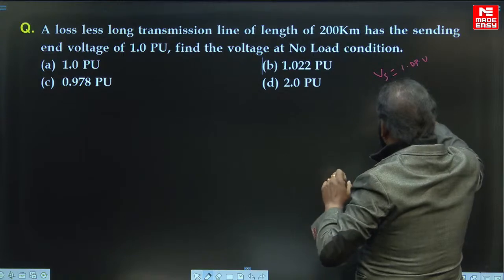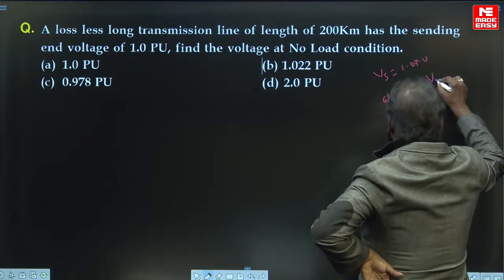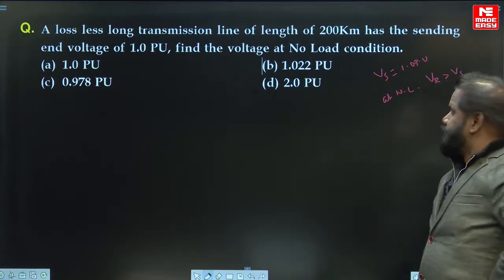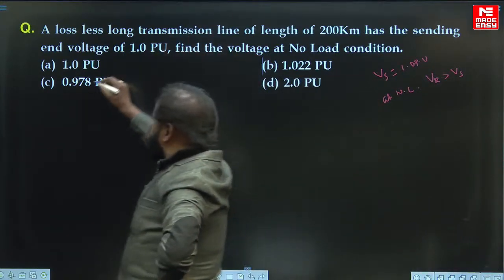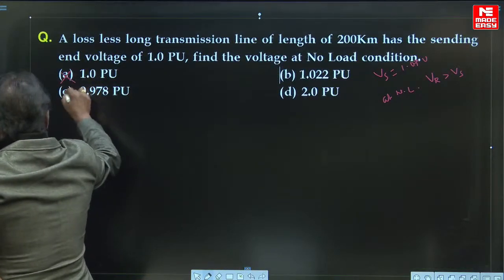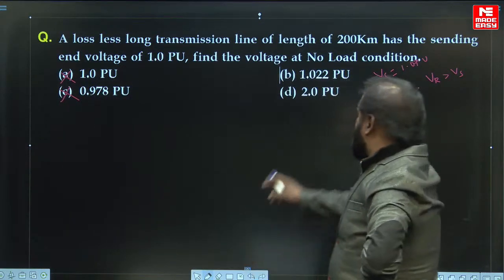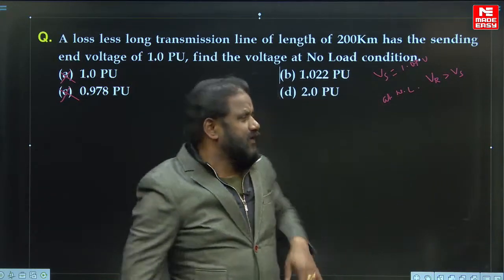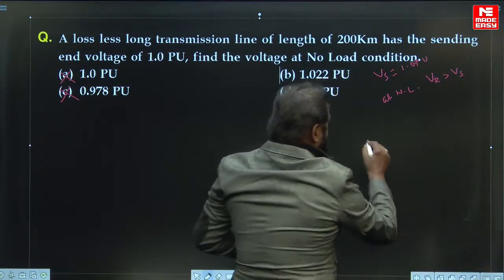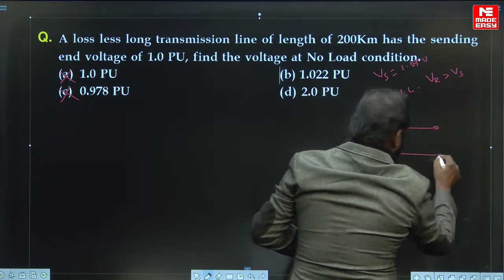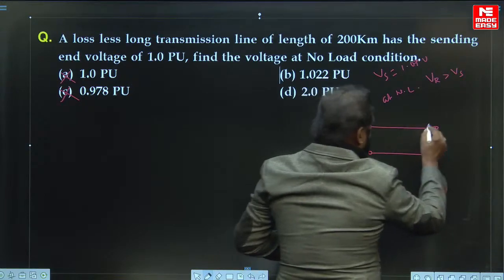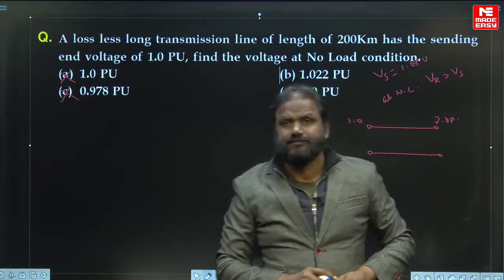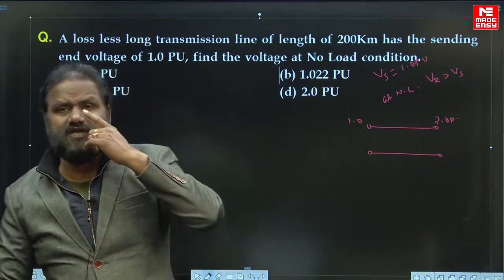At no load, definitely the receiving end voltage is greater than the sending end voltage. Therefore this is the wrong answer, this is the wrong answer, this is also a wrong answer. These are the two where both are greater, but here 2 per unit is there. Sending end voltage is 1 per unit, receiving end voltage is 2 per unit. That means a complete open circuit. Okay, 100% rise of the voltage is there.